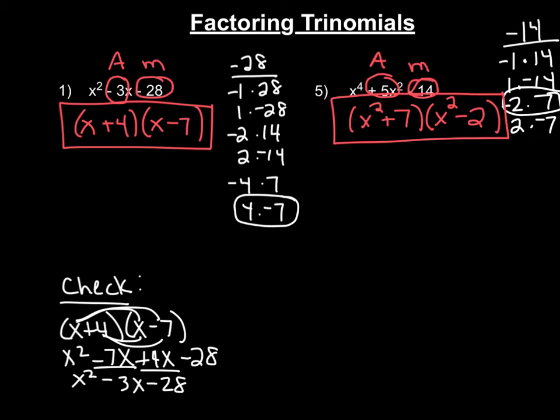Now, you may be saying to yourself, yeah, but what about that x squared that's right there? Well, think about it. If you were to take your answer and multiply it out, x squared times x squared is x to the 4th, which gives us that first term. x squared times negative 2 is negative 2x squared. And if we combine that with our positive 7x squared, we get positive 5x squared. That's where that x squared comes into play. And then 7 times negative 2 is negative 14. So this checks out.